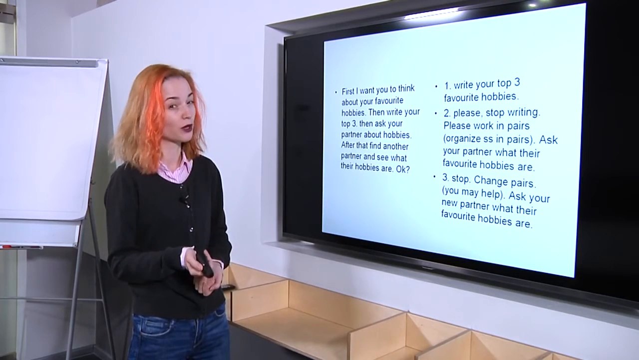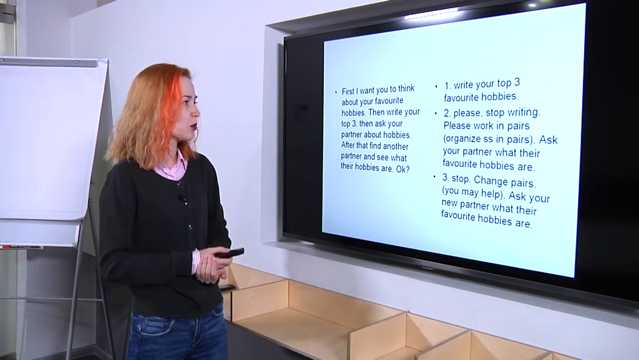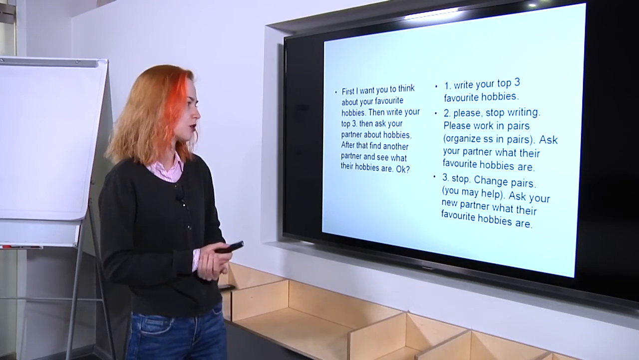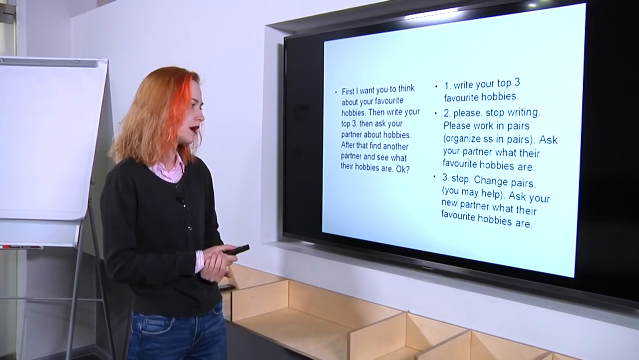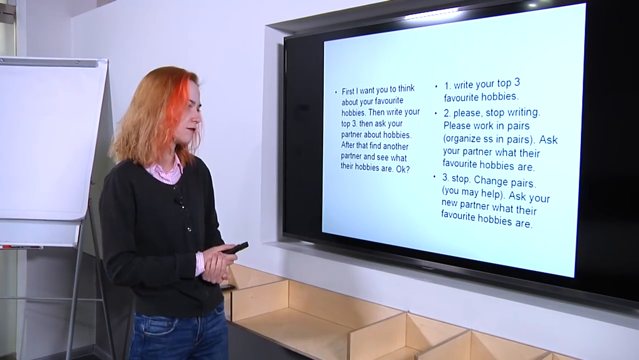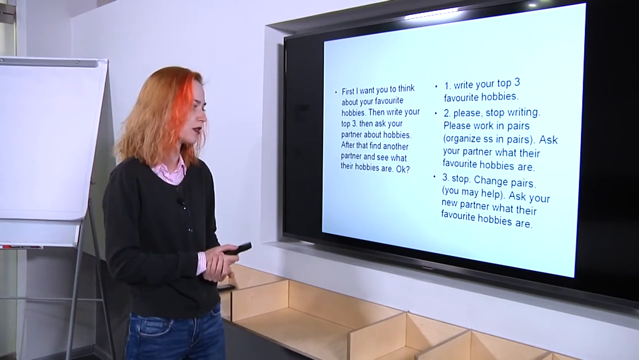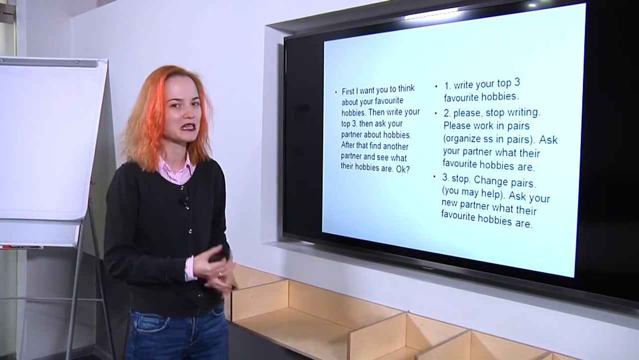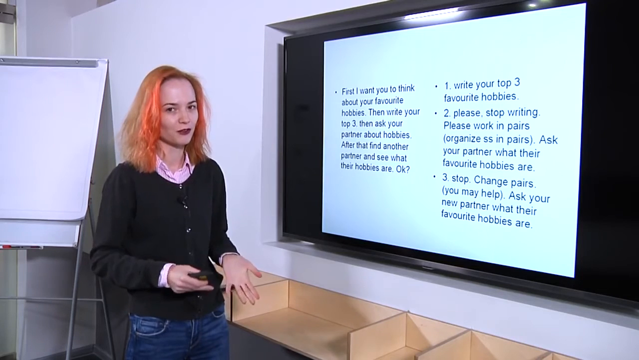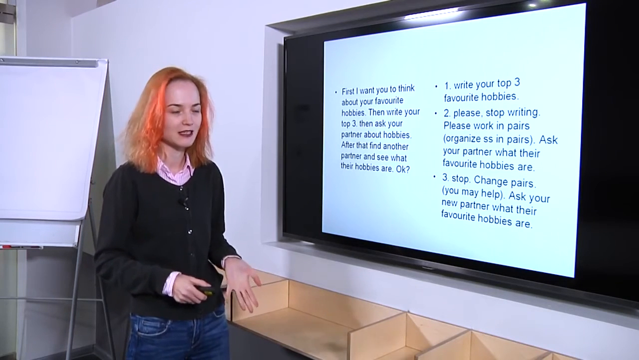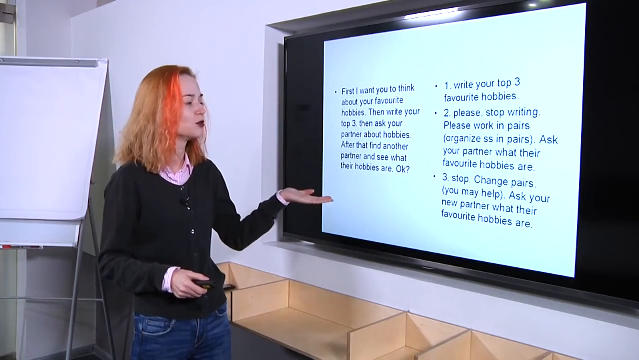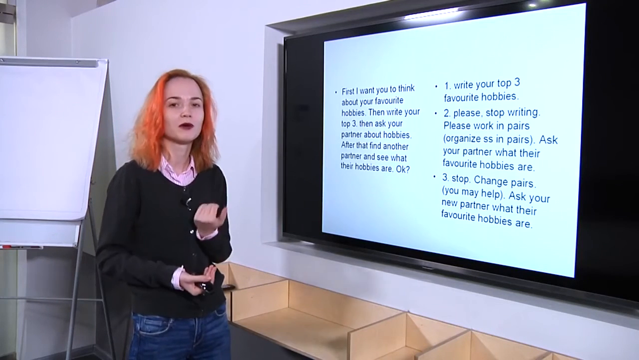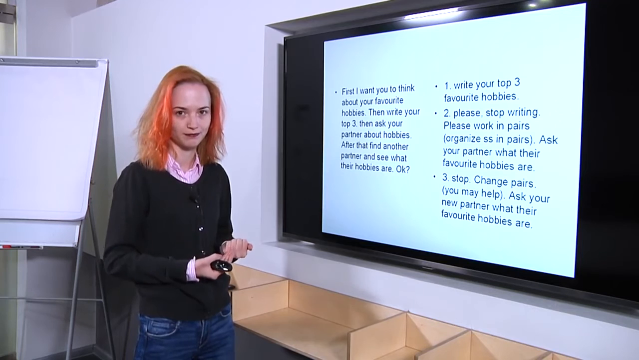Next one, a poor instruction. First, I want you to think about your favorite hobbies. Then write your top 3. Then ask your partner about hobbies. After that, find another partner and see what their hobbies are, okay? Did you memorize everything you should do? First of all, this instruction is too wordy, and some students may not memorize what they should do.